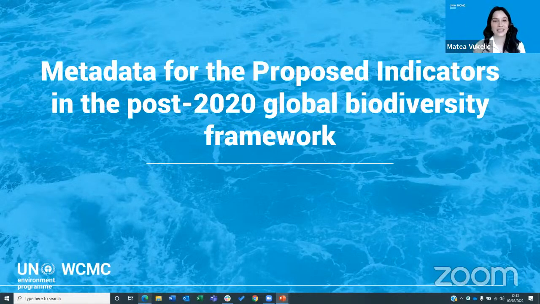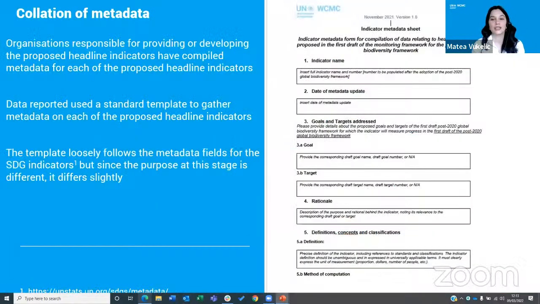Hello, everybody. And as Philip said, I'm going to give a brief overview of the work we've been doing in collecting metadata templates for the proposed headline indicators in the post-2020 Global Biodiversity Framework. Next slide, please. So we have been collecting metadata for those proposed headline indicators, and we prepared a template you can see on your screen on your right.